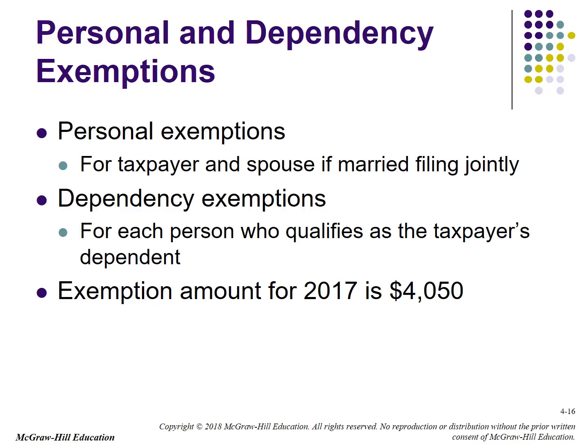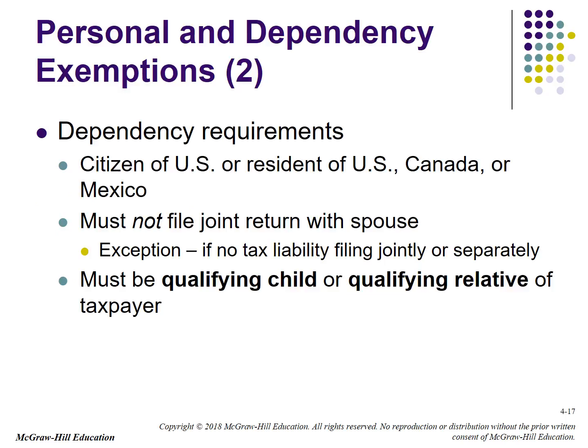So let's get into personal and dependency exemptions. First of all, how do we determine if someone is a personal or a dependent exemption? And then what is the dollar amount? For 2017, $4,050. There are two main sets of rules to determine if someone is a dependent exemption. Personal exemptions are normally for the taxpayer if they cannot be claimed as a dependent on someone else's tax return, and the spouse with the same rule.